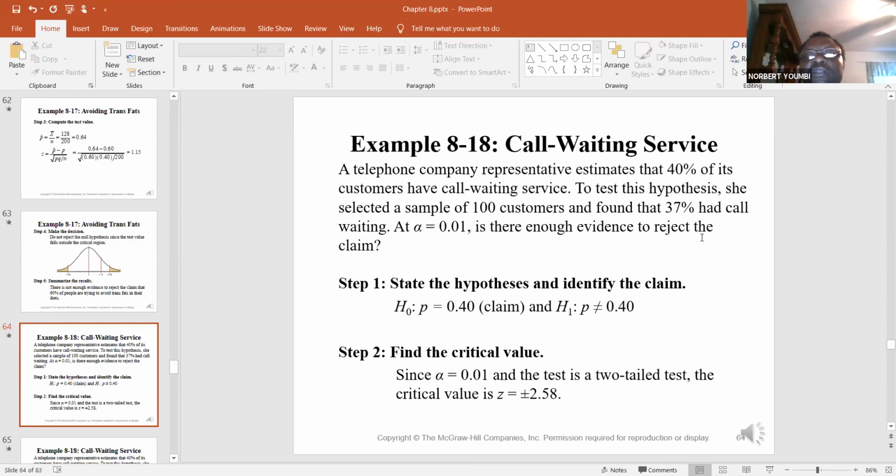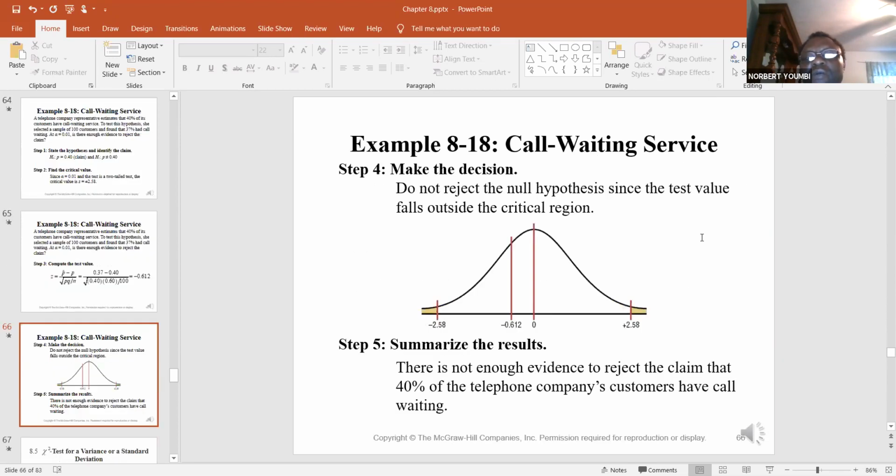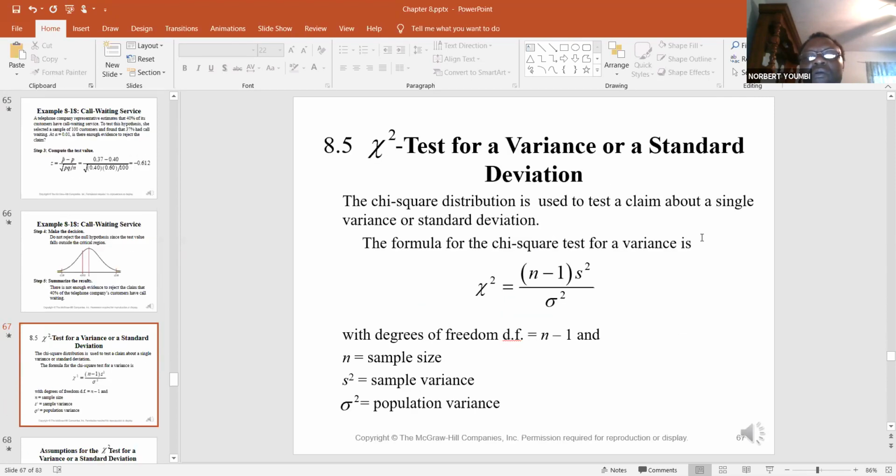So this is essentially the same type of question that we had, so I will skip it. So 8.5, chi-square test for variance. You remember the chi distribution in chapter 7? So we are going to learn how to find the critical values. The test value is n minus 1 times s squared over sigma squared. Sigma squared is what you get from the null hypothesis.